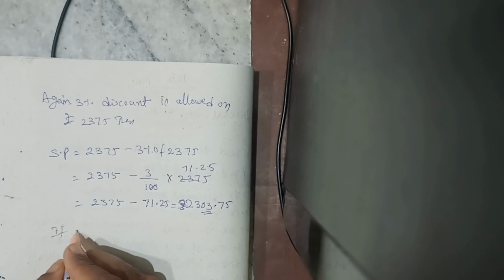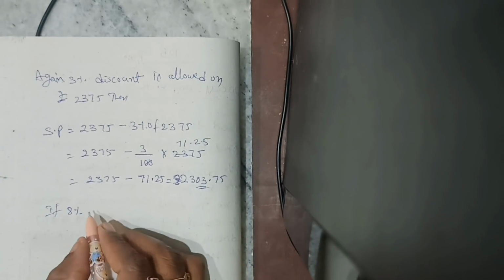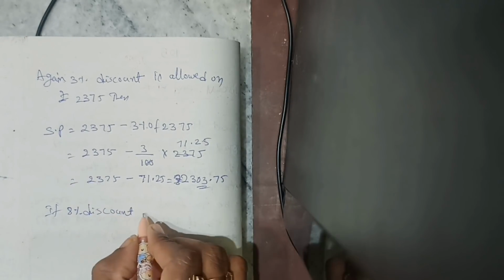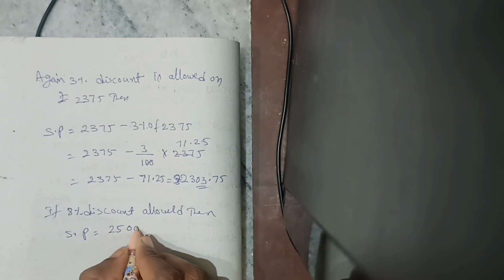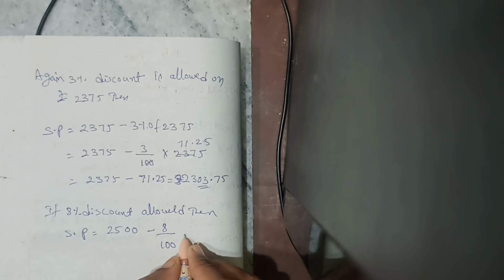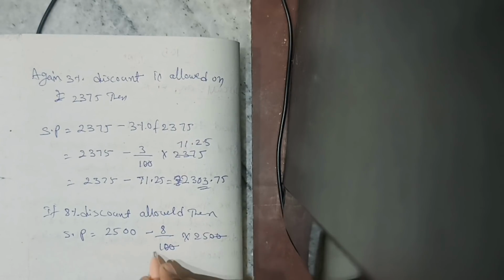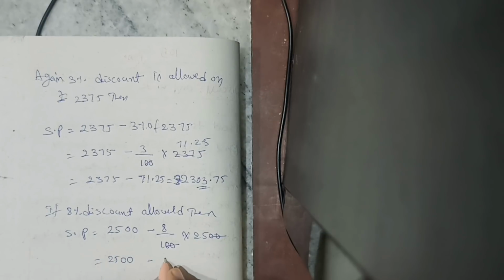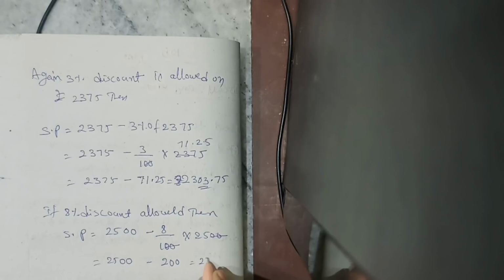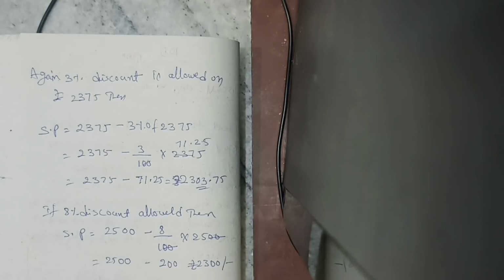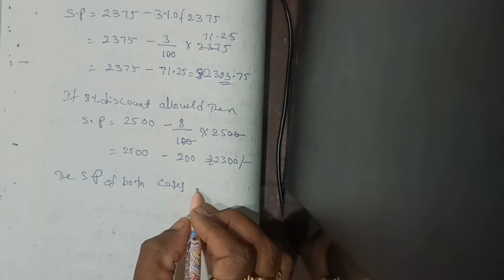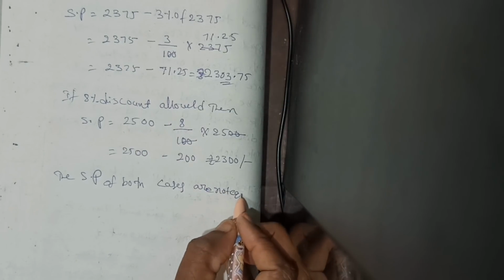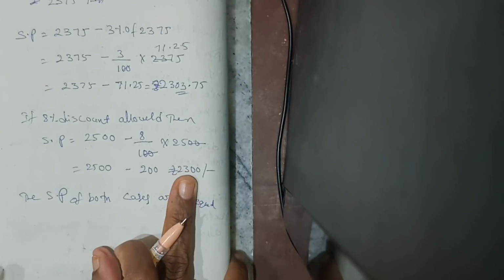Now, if a single 8% discount is allowed, then the selling price is equal to 2,500 minus 8/100 into 2,500. The zeros cancel. That is equal to 2,500 minus 8 into 25, which is 200. That is equal to 2,300 rupees. So the selling prices of both cases are not equal.